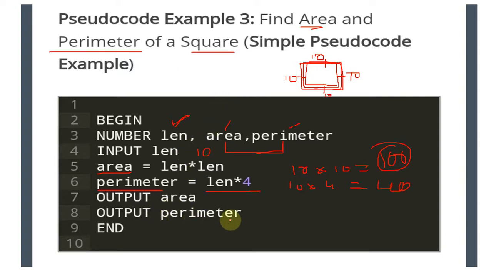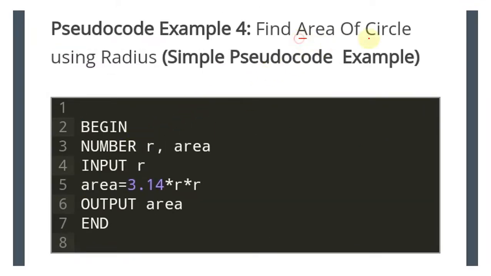Okay. Then output area and perimeter. After area and perimeter are calculated, we will display these two things and say end. This is begin and this is end. Generally we say start and end, start and stop in an algorithm, but in pseudocode we say begin and end. So number means len, area, perimeter; these three variables should be of numeric type. So we will say number. Okay. Similarly we will see one more. Find area of circle using radius.